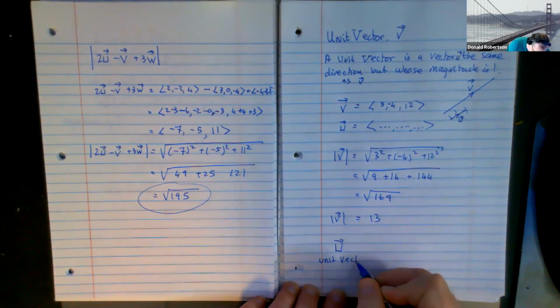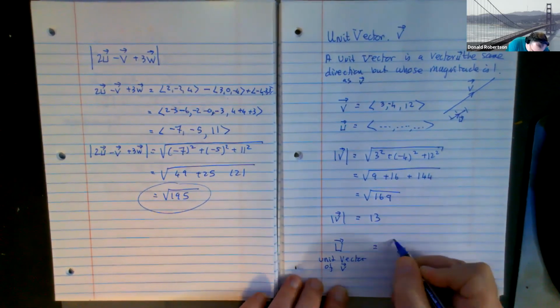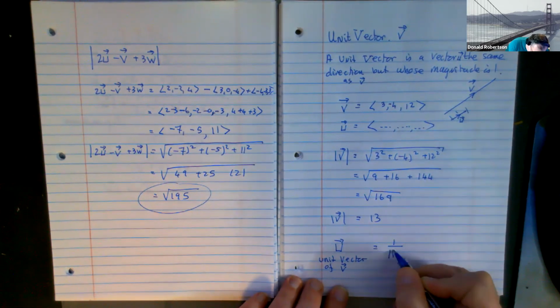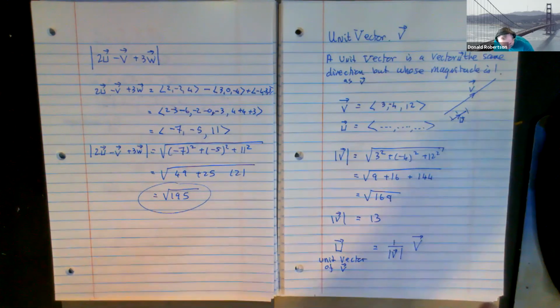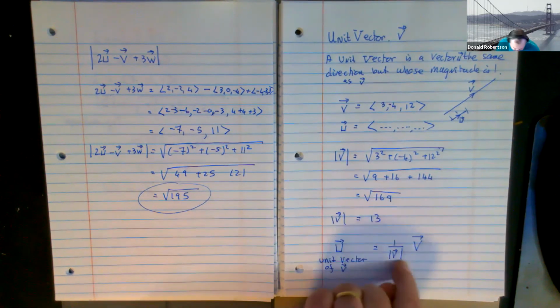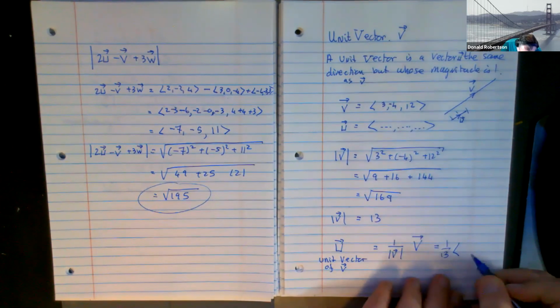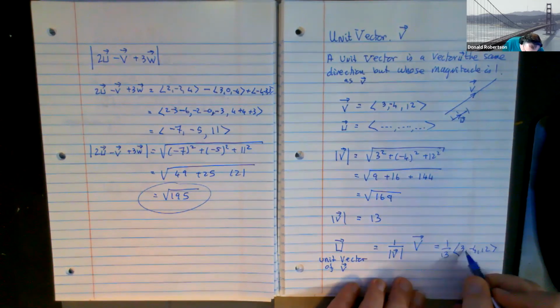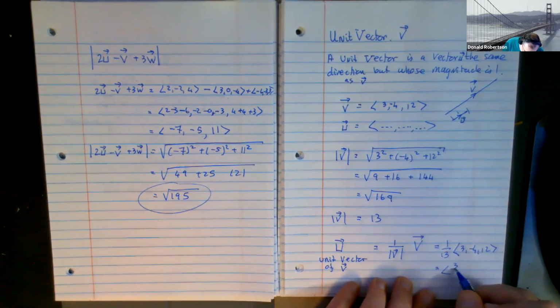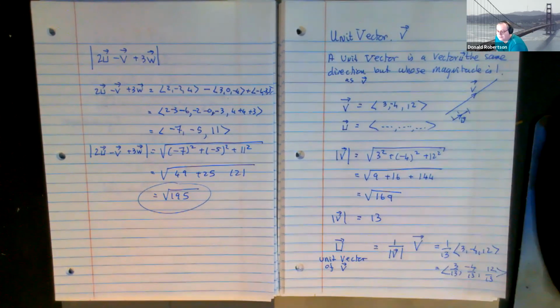Well, the unit vector of v is 1 over the magnitude of v, the vector v. In other words, just multiply the vector v by this fraction. In our case, the fraction is 1/13. And a scalar multiple gets me that guy.